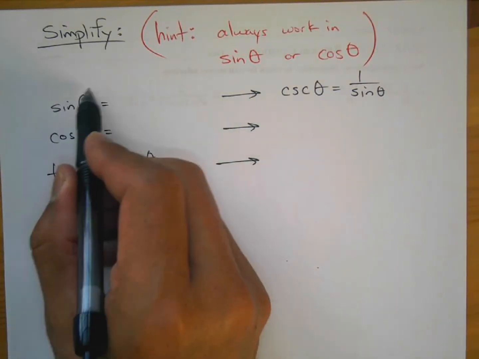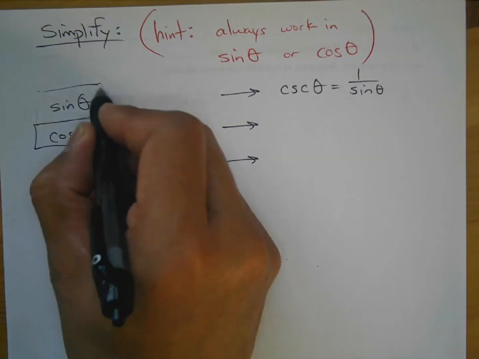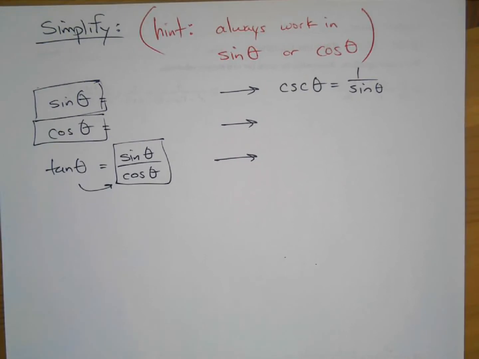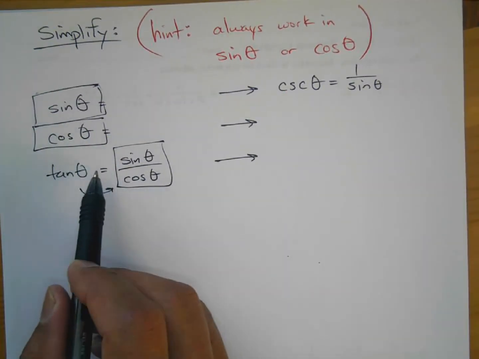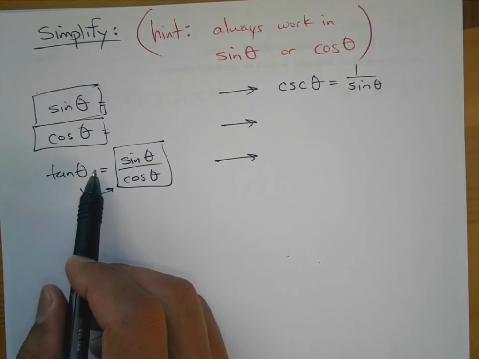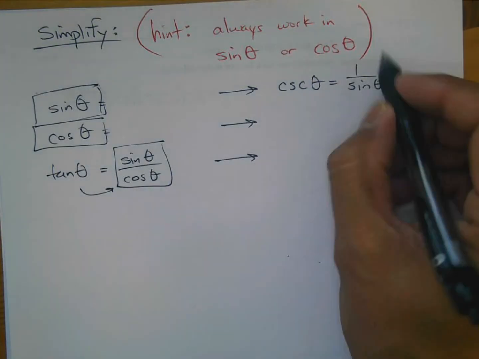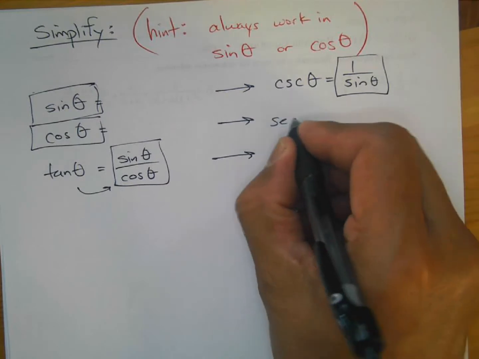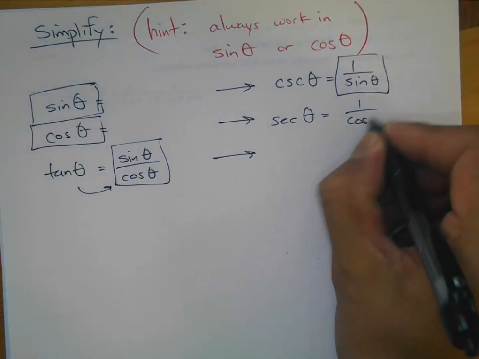So if it's sine, just leave it. If it's cosine, you're going to leave it as cosine. If it's tangent, you're going to change it to sine over cosine. Somehow, some way, each of these can lead to a sine or a cosine. If I see a cosecant, I'm going to change it to 1 over sine. If I see a secant, from our identities here, I'm going to change it to 1 over cosine.